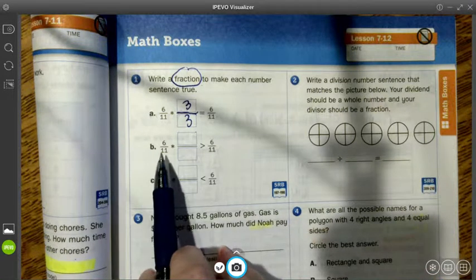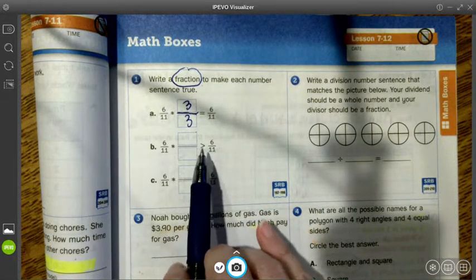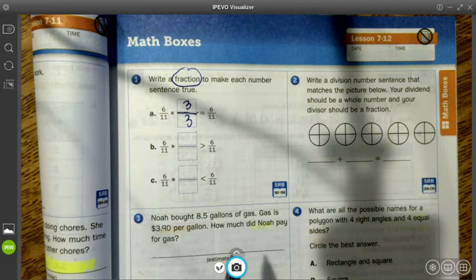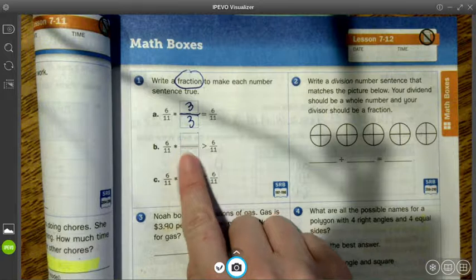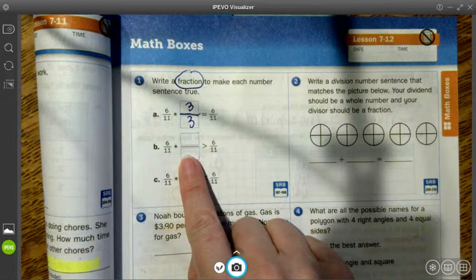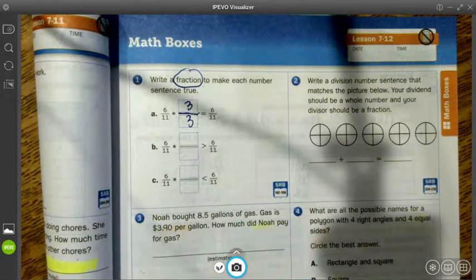Okay, part B. 6/11 times what fraction is going to give me an answer that's less than 6/11? This is where we might get a little confused. Are we going to need a fraction that's greater than 1 or less than 1? We start off with 6/11. What fraction are we going to have to put here? Is it going to be greater than 1 or less than 1 to get something now that's smaller than 6/11?